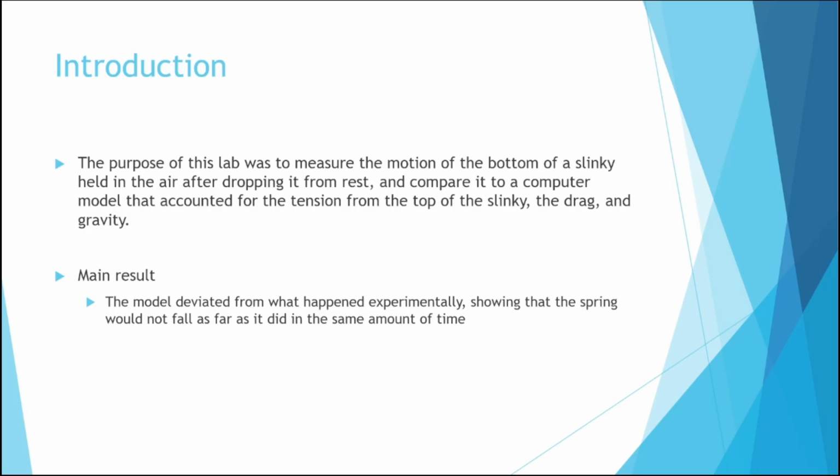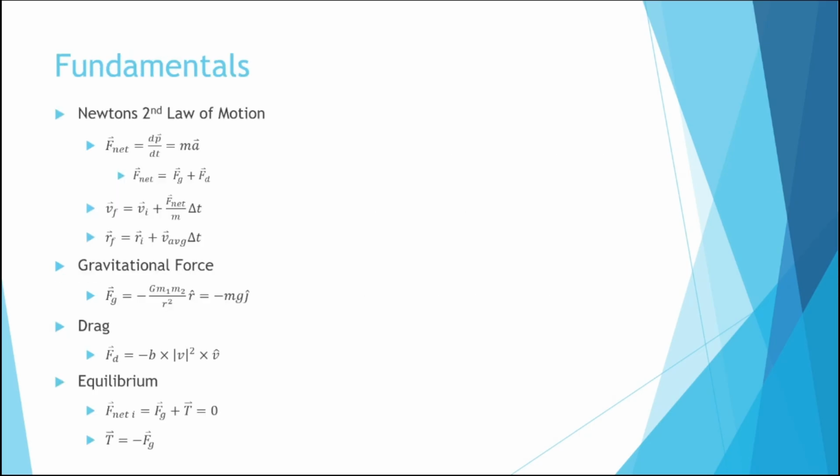The main result of this lab was that the model deviated from what actually happened during the experiment, and it showed that the spring would not fall as far as it did in the same amount of time.